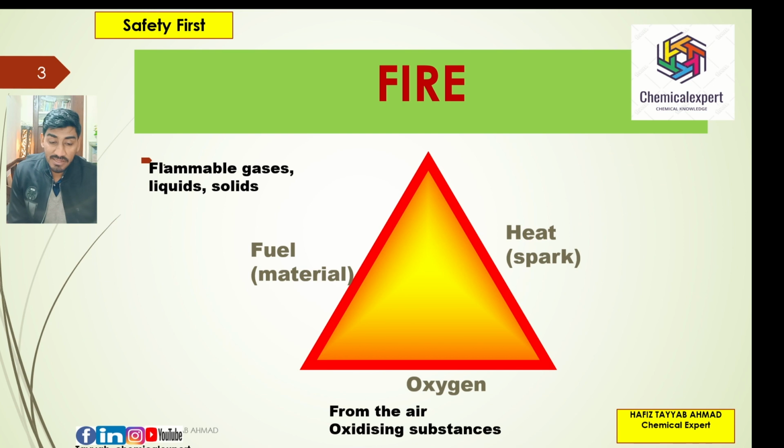And you can see over here is the fire triangle, in which you can easily visualize the essential things: heat, oxygen, and fuel. If these three things react together, then fire occurs. Some gases are flammable, and so are some liquids and solids. These are chemicals. Some chemicals are very reactive, and some are solid substances. So if we have these three things, then fire will occur.